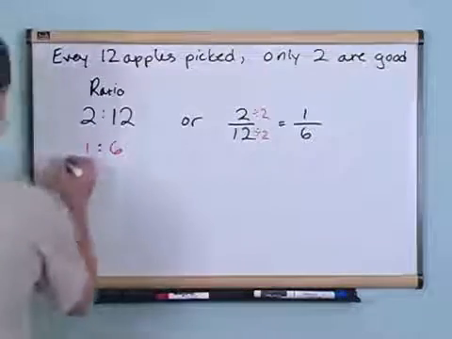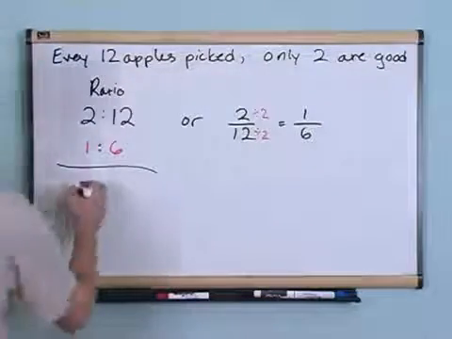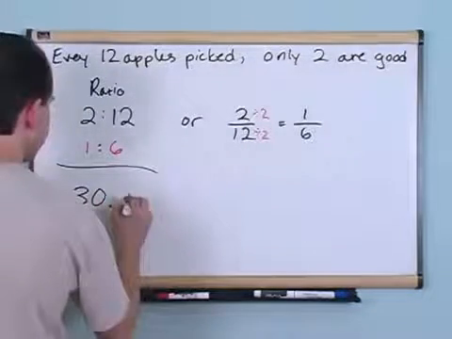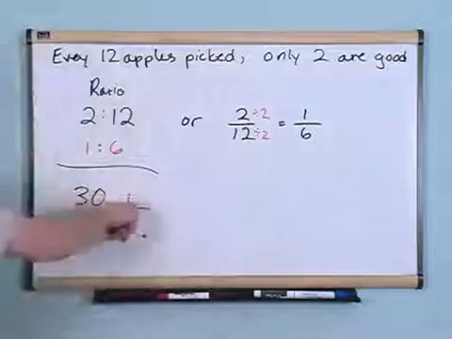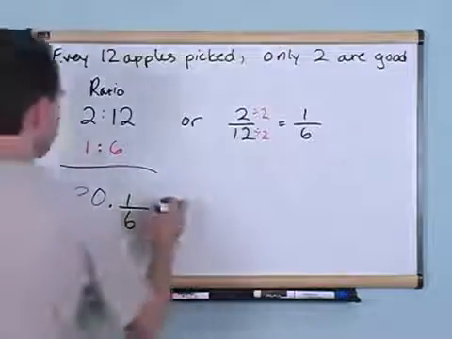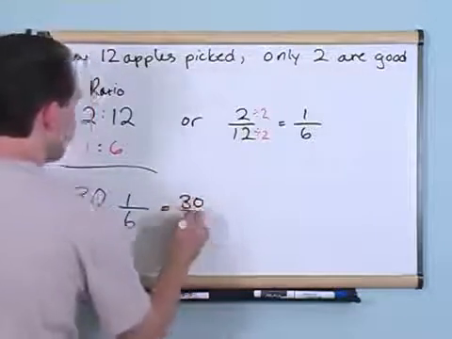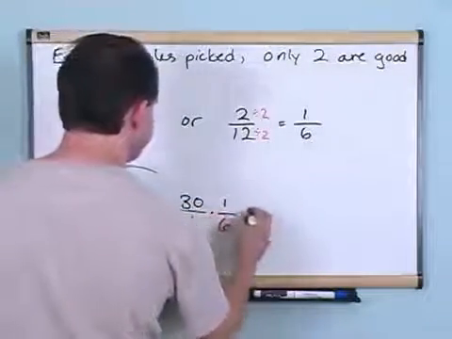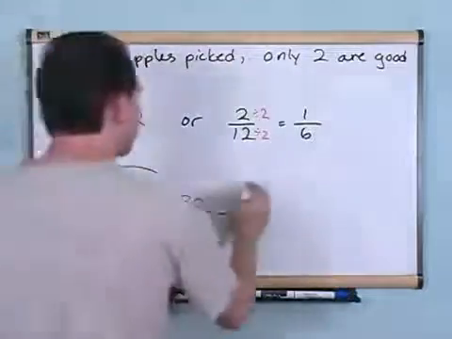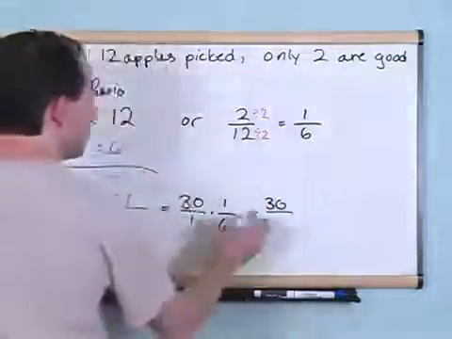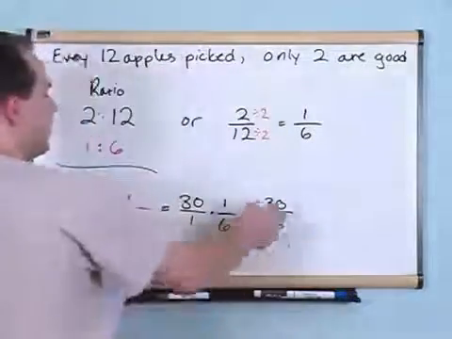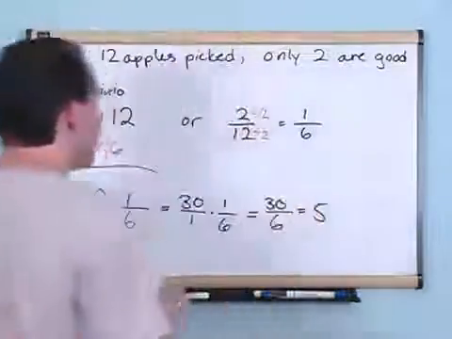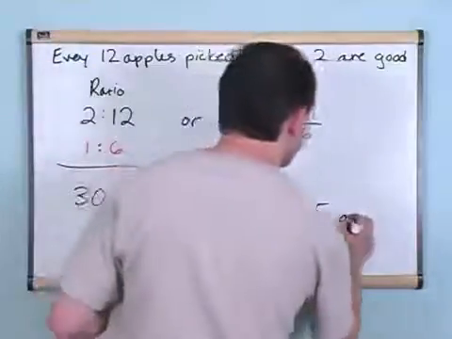Well, it's not that hard. You take the 30 apples that you're picking and you just multiply by your ratio, which is 1 good apple to 6 bad apples, okay? So to do this, I'm going to make it 30 over 1, which is going to equal 30 times 1/6. 30 times 1 gives me 30. 6 times 1 gives me 6. And then to simplify this, 30 divided by 6 is simply 5. So I should get 5 good apples out of 30.